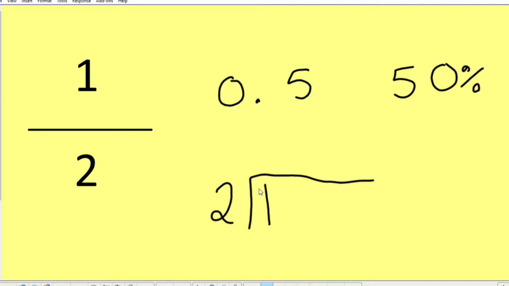So 1 divided by 2, we can't do. So we put a 0 there, and we make this into 10. 10 divided by 2 gives us 5. So that's where our 0.5 comes from, to make it into a decimal. And to make any decimal into a percentage, you multiply it by 100. Let's look at another one.